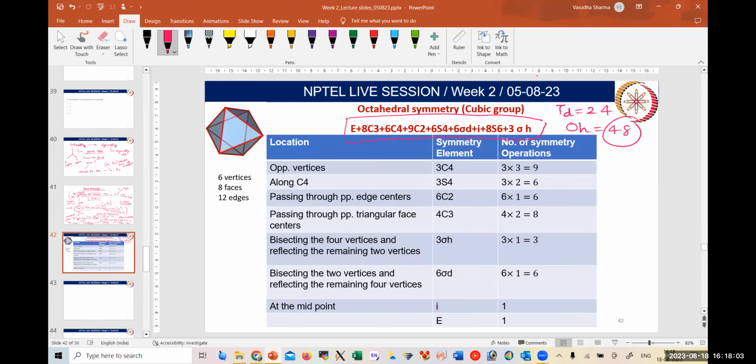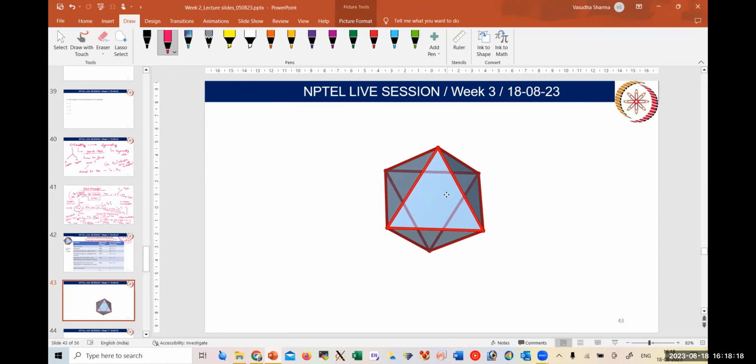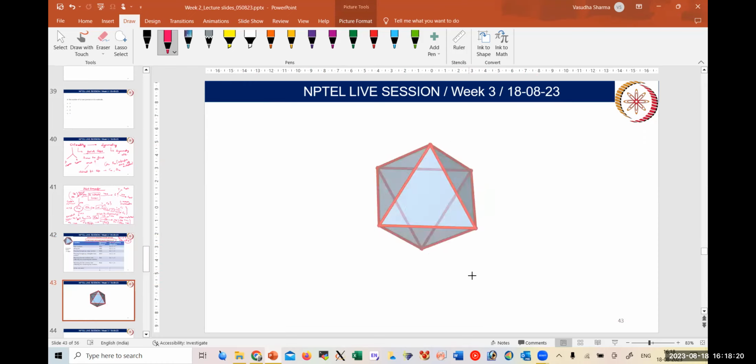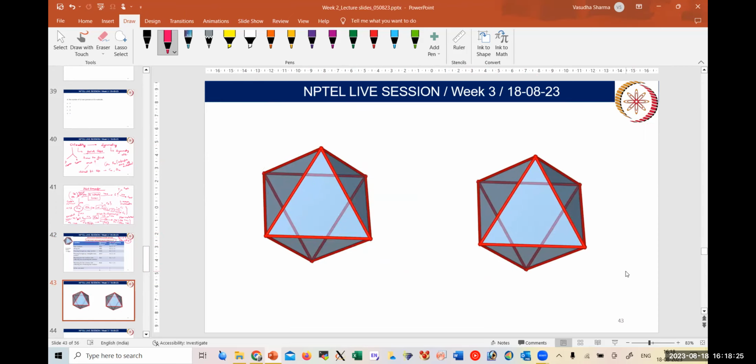So before that, we need to understand how octahedral symmetry looks like. So if we take this, here, if I just name them, it is A, this is B, this is C, this is D, upper one is E, and this is F.